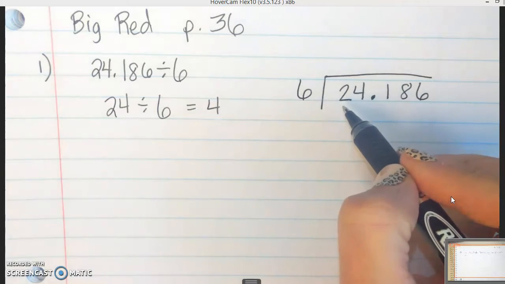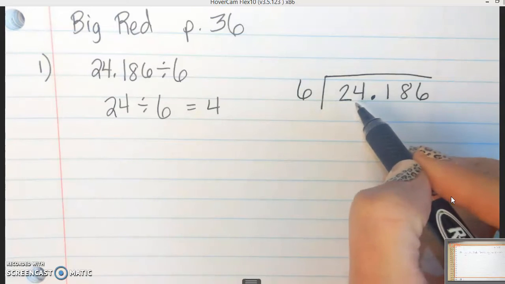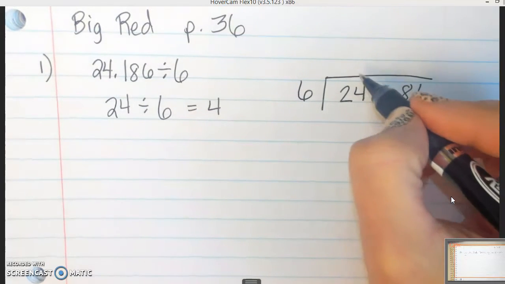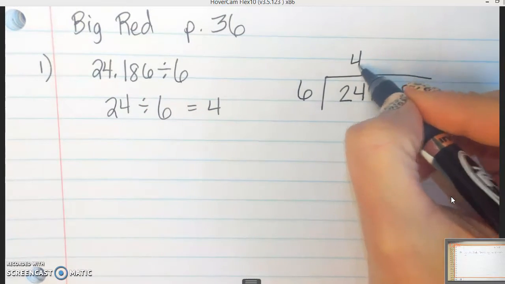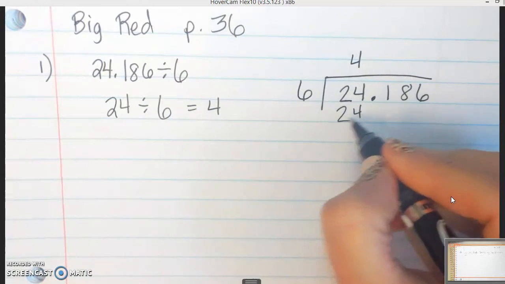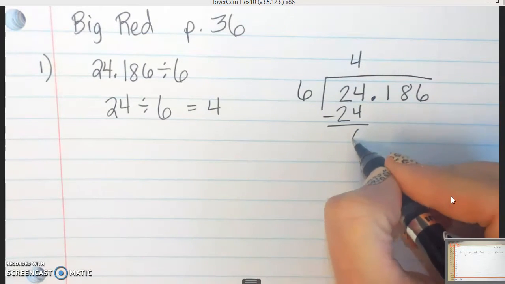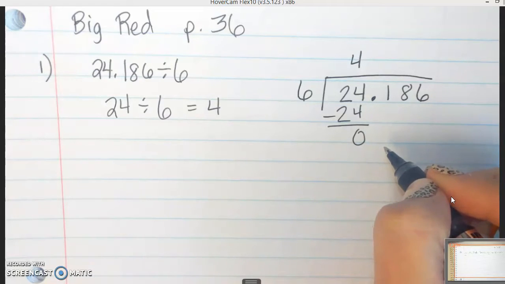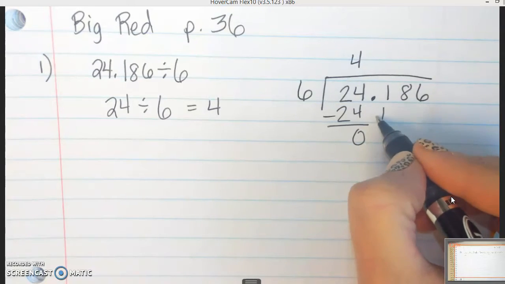Will 6 go into 2? Will 6 go into 24? And we said that would go how many times? 4, which is actually 24, correct? I subtract and get 0, and then what do I do? I bring down the next number, which is 1.